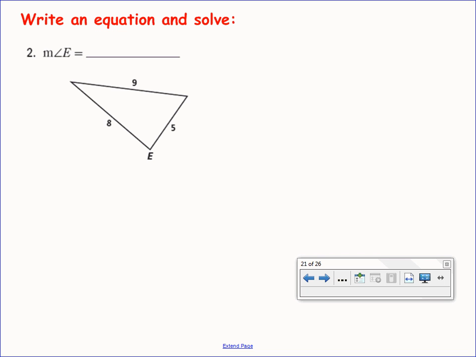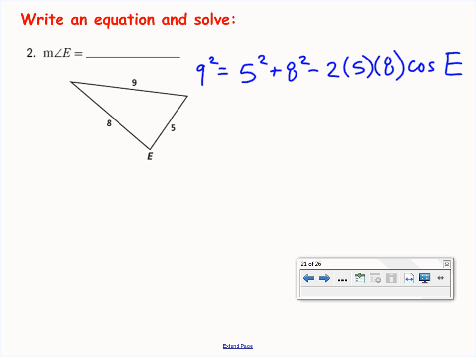So what would I start out with in my law of cosines form? I'd start out not with 5 squared, not with 8 squared. I'd start out with 9 squared, because it's opposite the angle E that I'm trying to find. So I get 9 squared equals the sum of the squares of the other sides, 5 squared plus 8 squared, minus 2 times 5 times 8 times the cosine of angle E. Oh gosh, what am I trying to solve for? I'm trying to solve for angle E, and so I've got a lot of stuff to do in between now and getting E by itself.